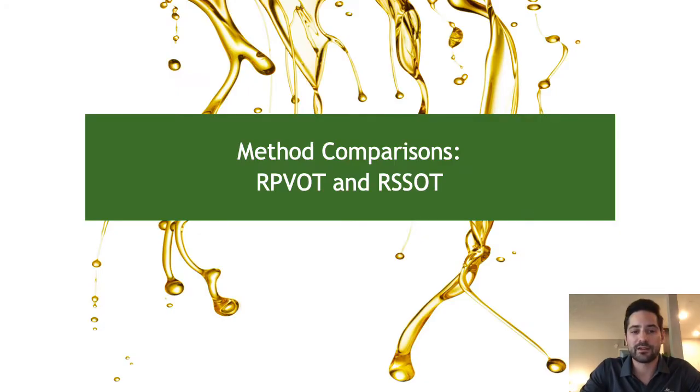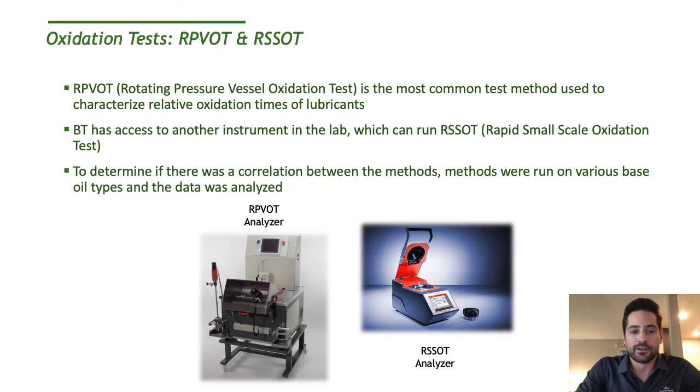So method comparisons, taking a look at RPVOT as it compares to RSSOT. So these are two oxidation tests. The RPVOT test is probably kind of the juggernaut of oxidation testing in the lubricant industry. It's the most common test method that's used to characterize relative oxidation times of lubricants. We don't have access to an RPVOT analyzer in the lab. We have an RSSOT analyzer.